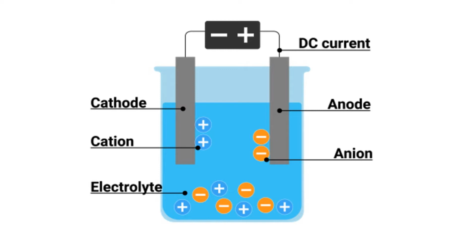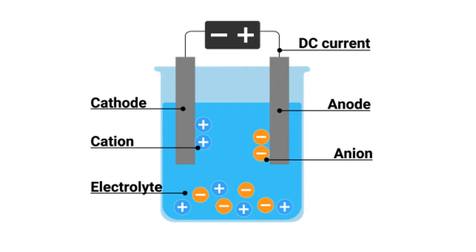This is the setup of an electrolytic cell, an apparatus. So there will be an electrolyte. As I said before, it should be an aqueous or molten ionic compound. And then there are two rods called electrodes, anode and cathode. The anode is connected to the positive pole of the battery. The cathode is connected to the negative pole of the battery. So anode is positive and cathode is negative.